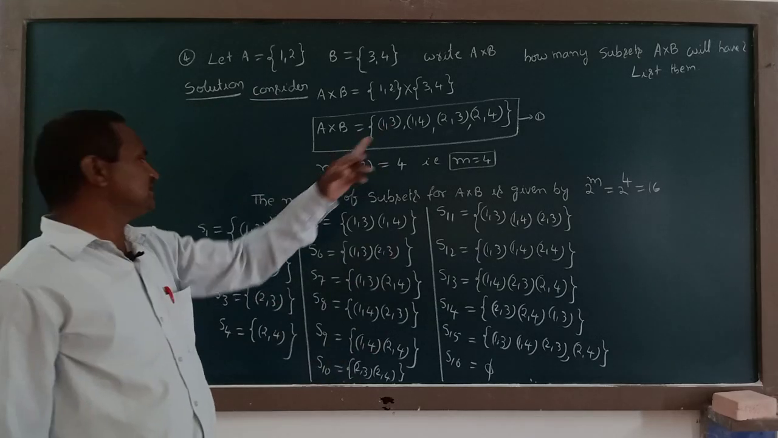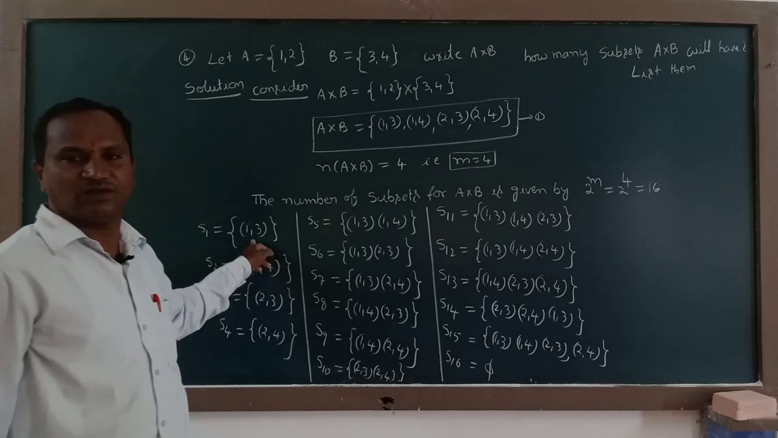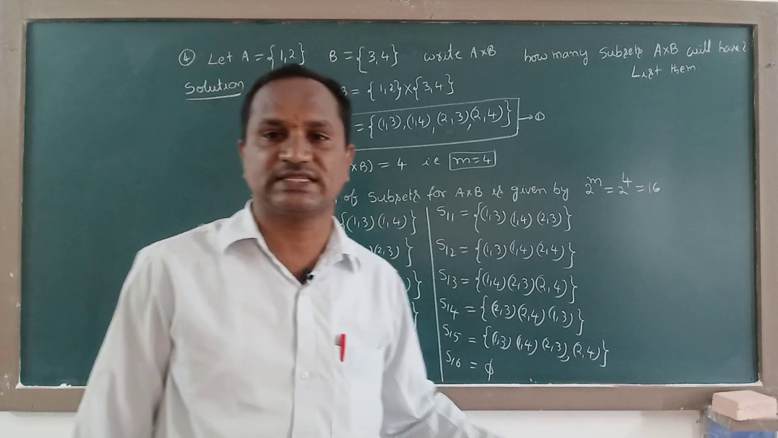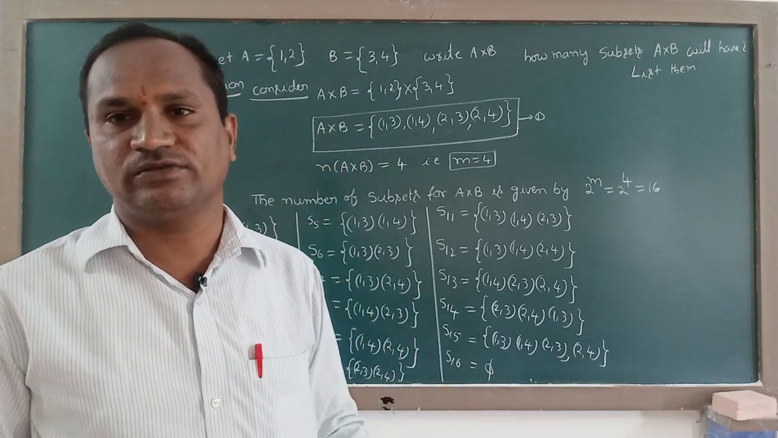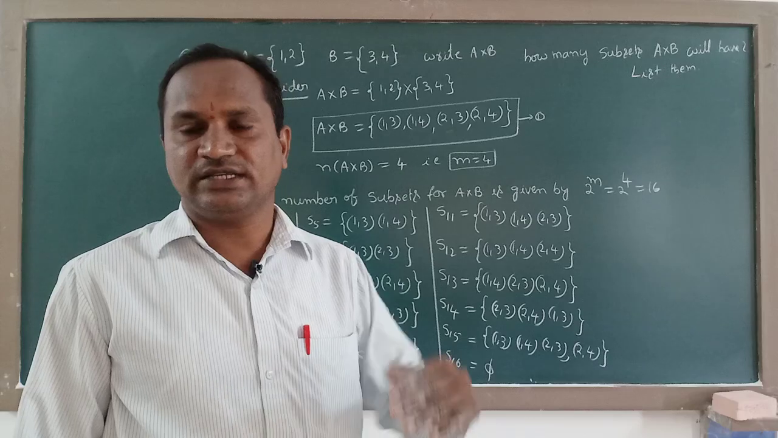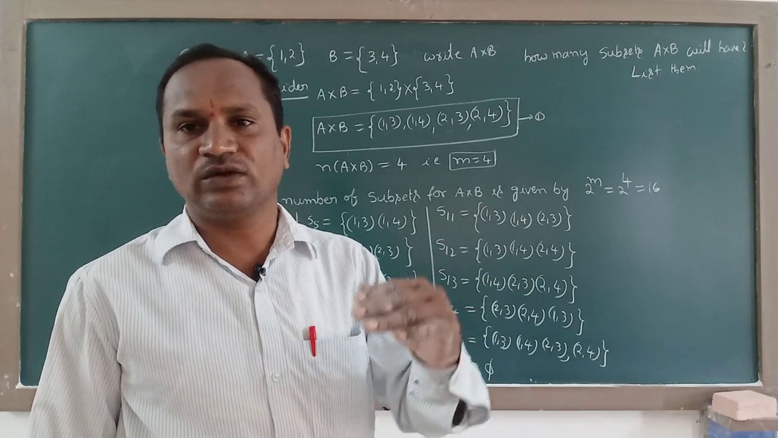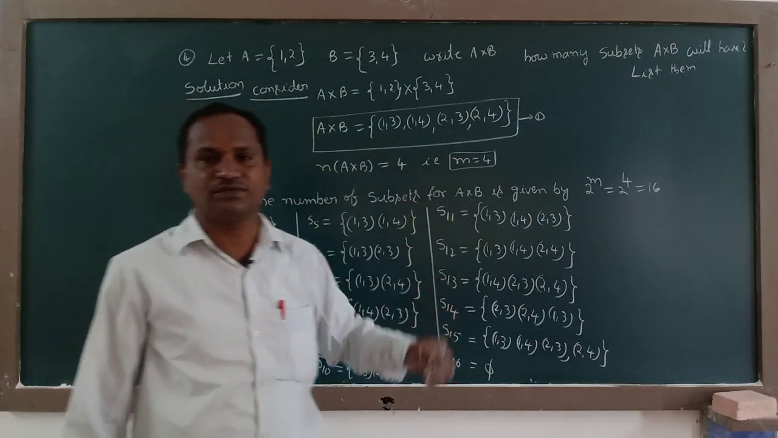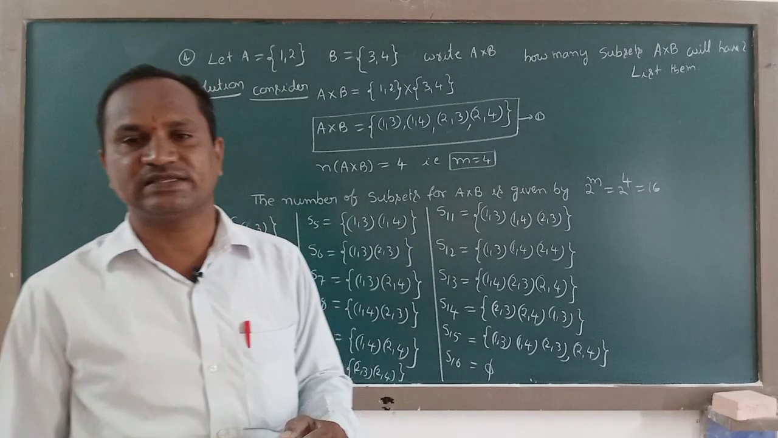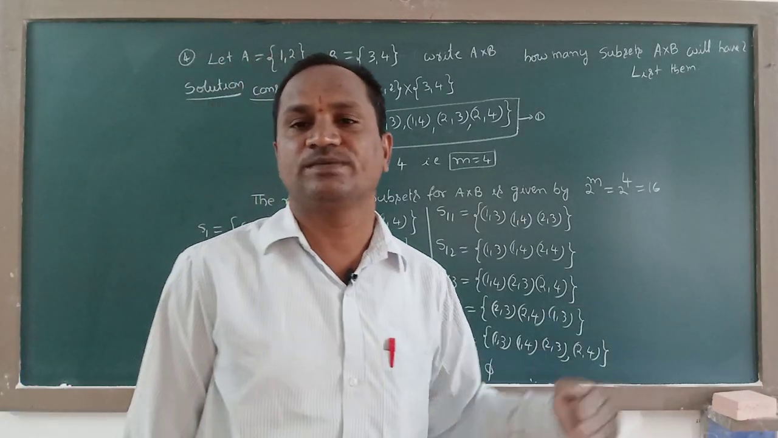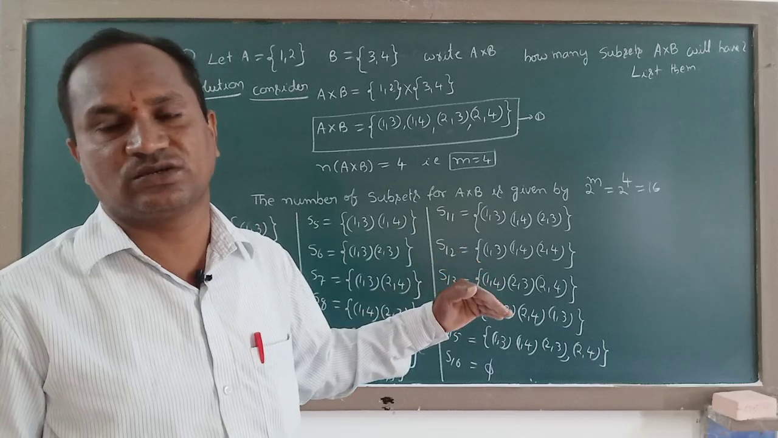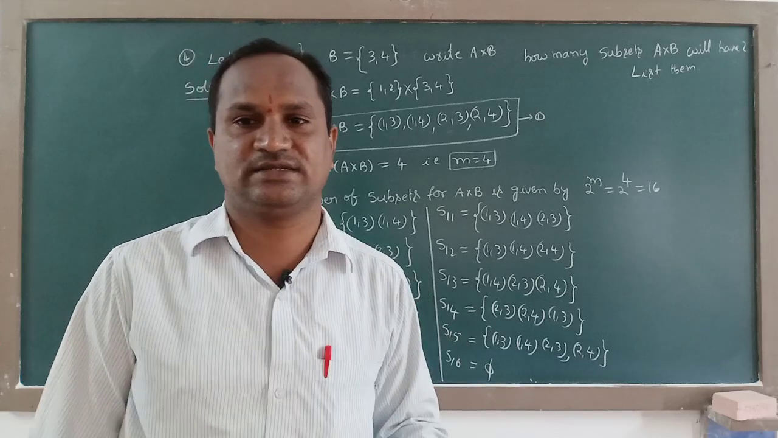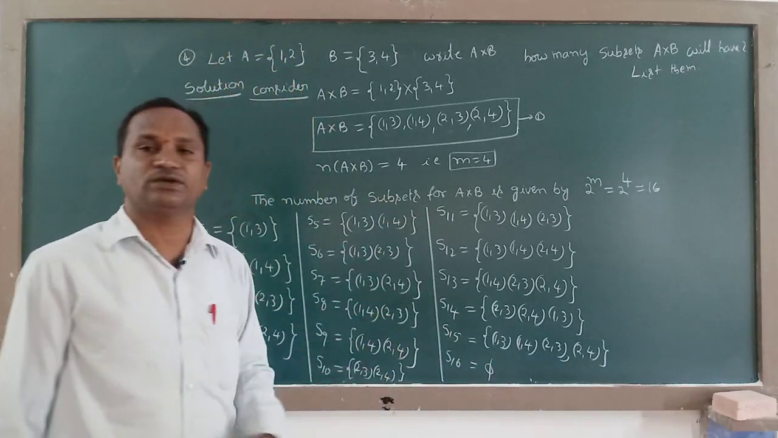They are asking to list them: what are the elements of S1, S2, S3, like that up to 16. We have 16 subsets. In the case of ordinary sets, we found subsets with independent elements, but here every element is an ordered pair, so with the help of ordered pairs we found the subsets. These are the rules to find the subsets of a given set when the set contains ordered pairs. This is the solution to this question.